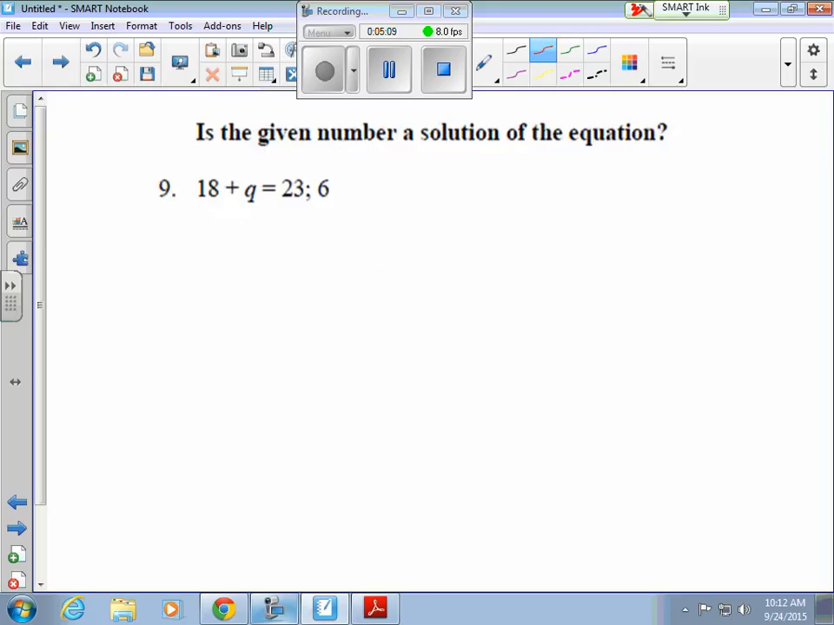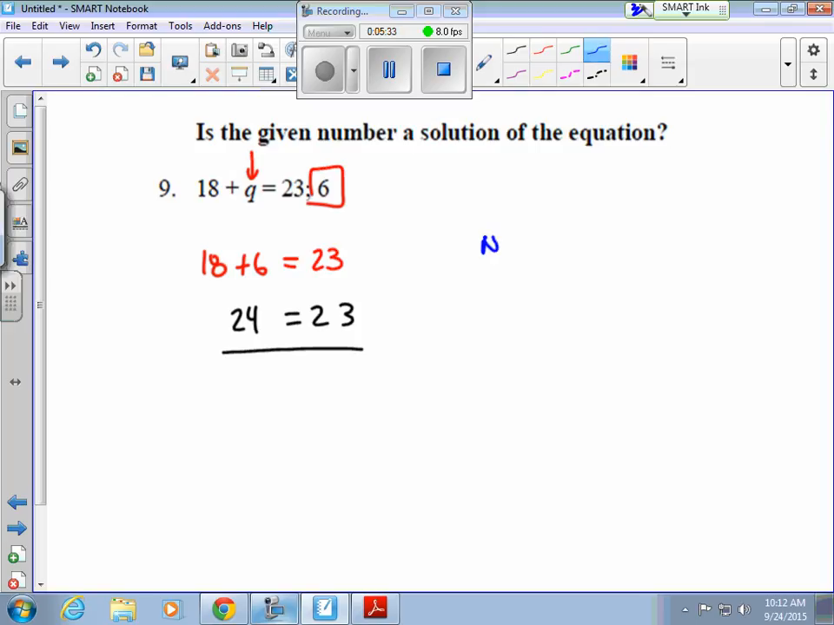Is the given number a solution of the equation? The one that comes after the semicolon. Is that a solution? So in place of Q, we're going to sub it in. 18 plus 6 now equals 23. 18 plus 6 gives us the number 24 equals 23. That is not a true statement right there. Therefore, it is not a solution. Remember, true statements are solutions, so this is not a solution.